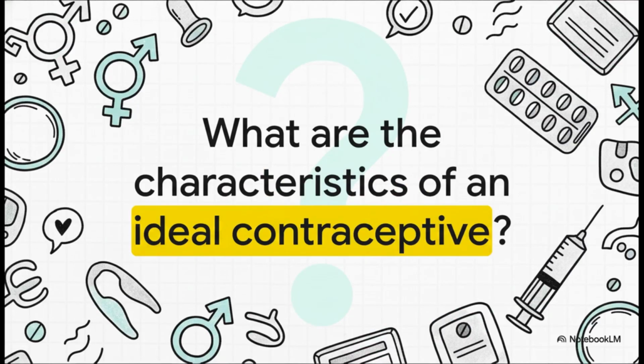Okay, so this brings us right to contraception. But before we list all the different methods, let's do a little NCERT pop quiz. It's a super common question. What makes a contraceptive ideal? Like if you could design the perfect birth control method, what features would it have? Take a second and think about it.